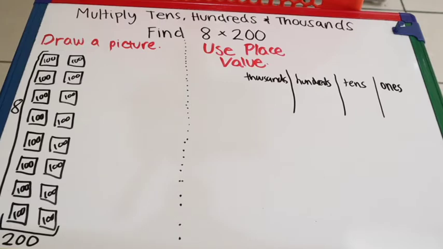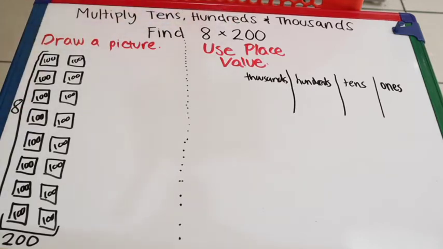Now, your picture makes a lot more sense because it's 8 times 200, okay? So it's important that you label this properly. Now I can begin to count up my hundreds to figure out how much 8 times 200 is.